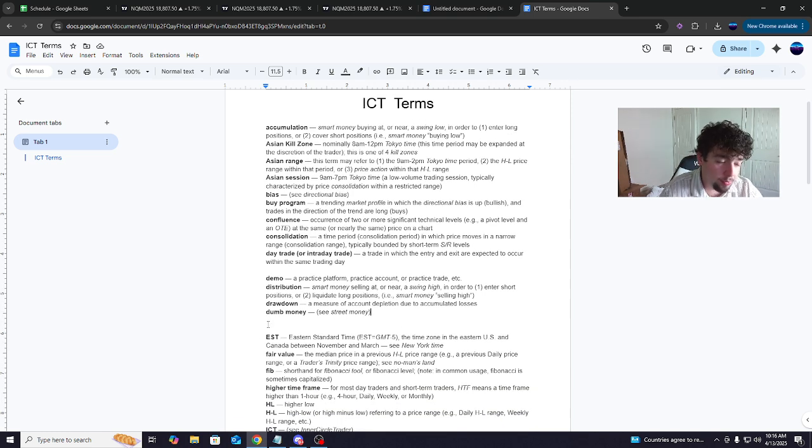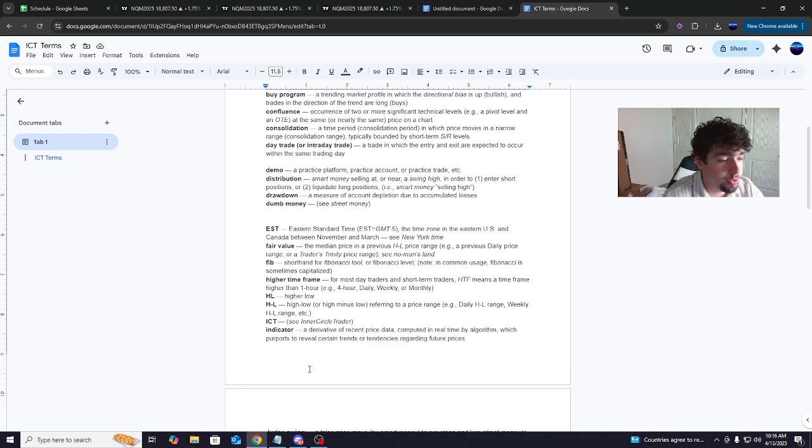Now we have EST. Everyone should know what that is. That's Eastern Standard Time. Next we have fair value. Fair value is the median price in previous high to low range. And that could be with anything. As long as there is a gap where price hasn't overlapped, it is considered fair value. Next we have fib. Fib is a tool that we like to use for retracements, to map out levels, to map out consequent encroachment, to map out where projections are going. So you'll see how I use those, how ICT uses those in later videos.